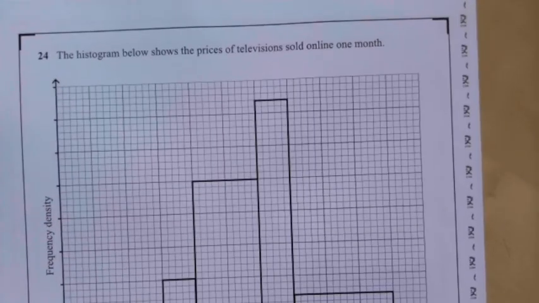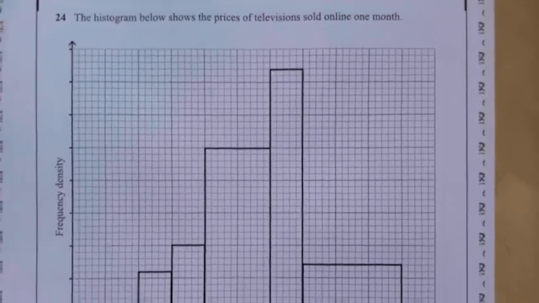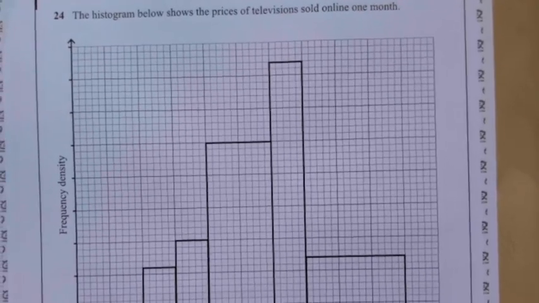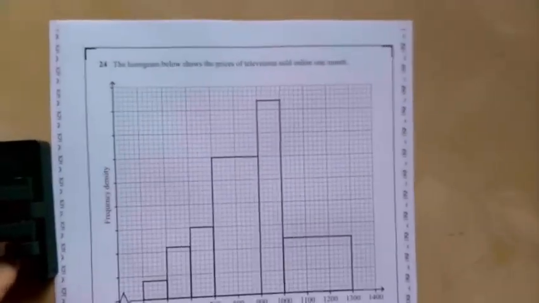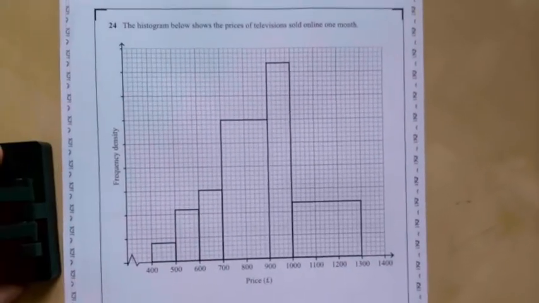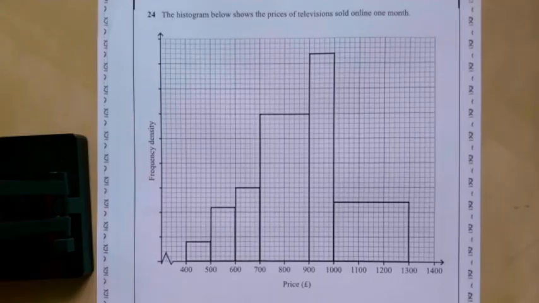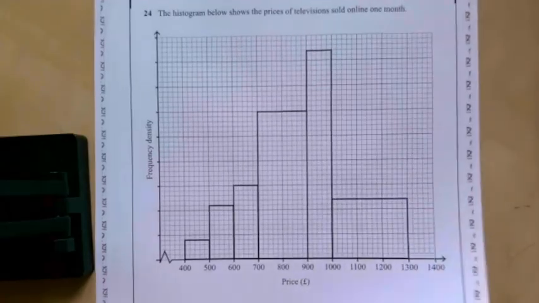Finally then, question 24. The histogram shows the prices of televisions sold online in 1 month. I'm going to just zoom out here very slightly, very inelegantly, so you can see the whole thing. 150 televisions cost less than 600. And then if we go on to the next page, calculate the number of televisions costing between 900 and 1200.